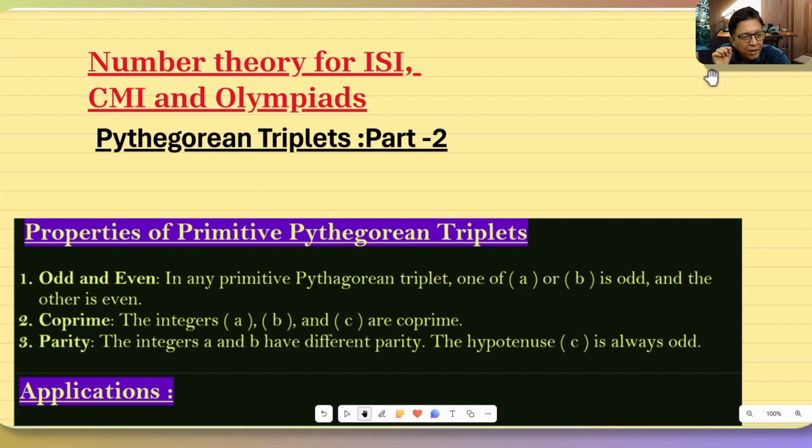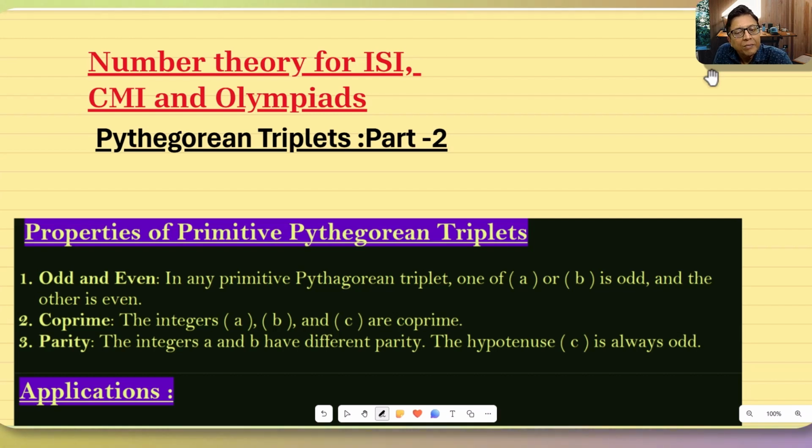Today's session will be started with the revision of concept of primitive Pythagorean triplet and how to generate those primitive Pythagorean triplets. Before that, let us remember the properties of primitive Pythagorean triplet which we have proved in the previous session.